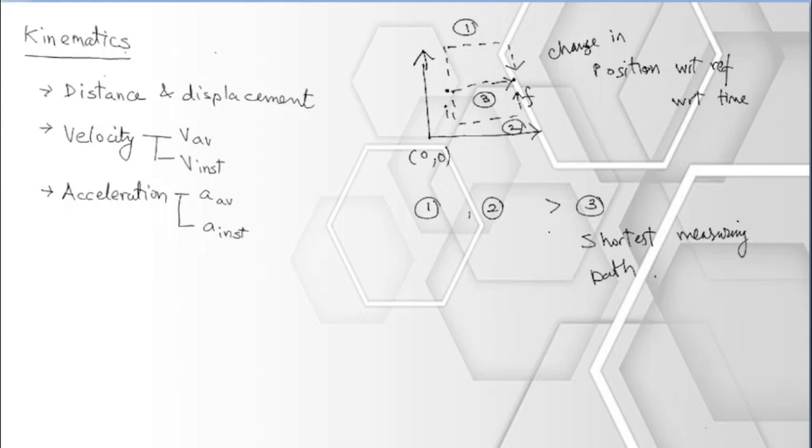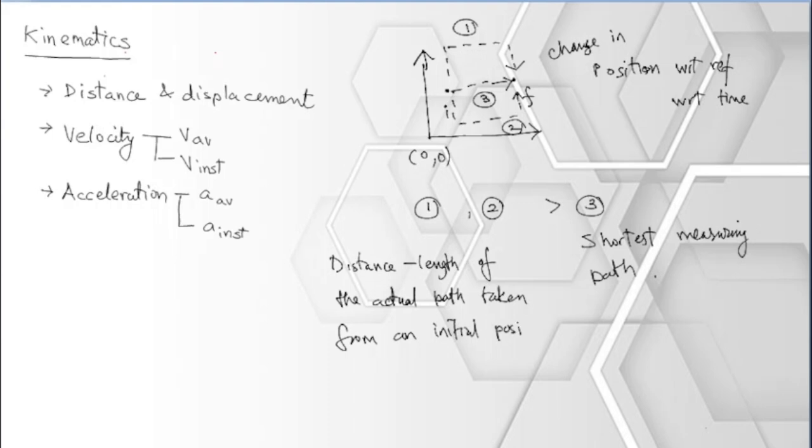So distance is the length of the actual path taken from an initial position to a final position, whereas displacement is the shortest path between the initial and final position, right?